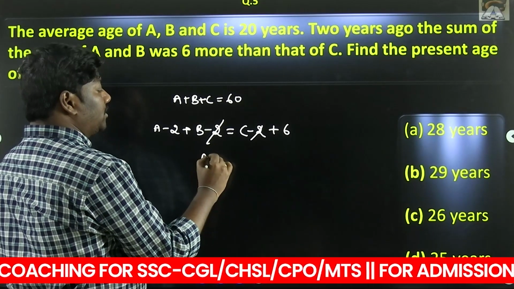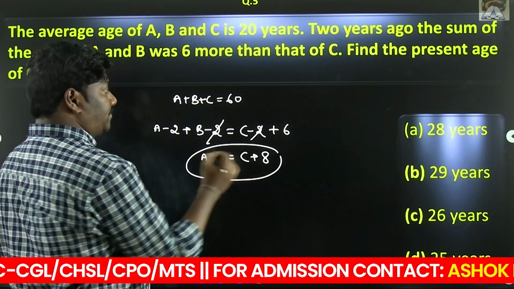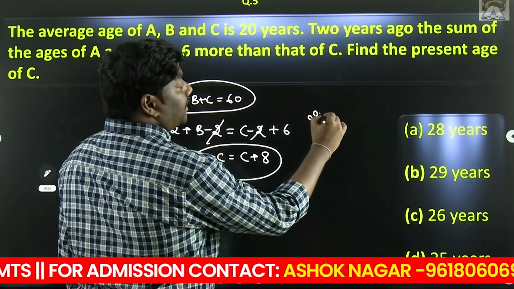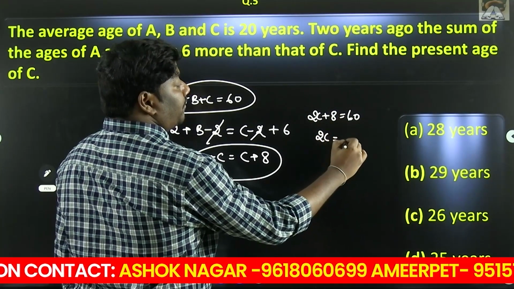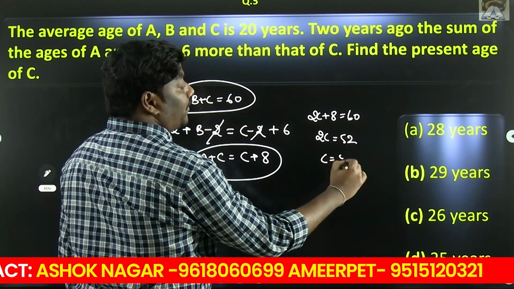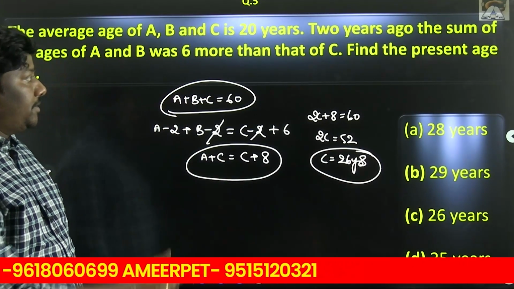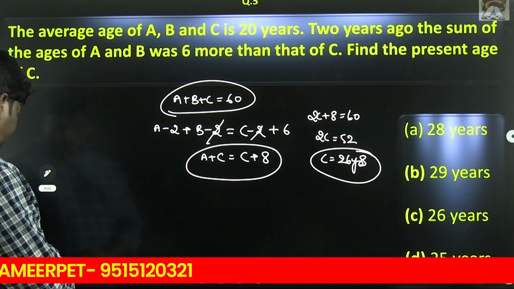Therefore, A plus B is equal to what? You can take it as C plus 8. So, A plus B equal to C plus 8, you substitute here. 2C plus 8 is equal to 60. 2C is equal to 52. C is equal to 26 years. So, the present age of C is 26 years.